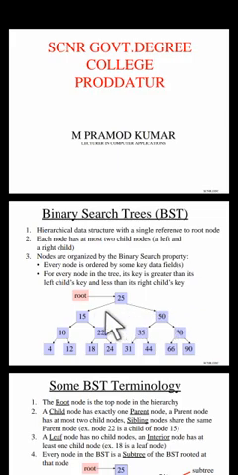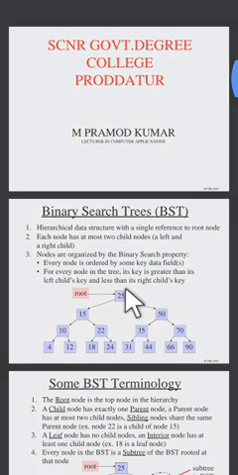These are the 2 children. This is the left child and this is the right child. And here 15 is the left child and 50 is the right child. Nodes are organized by the binary search tree property. To construct a binary search tree, we have to follow some rules and regulations.